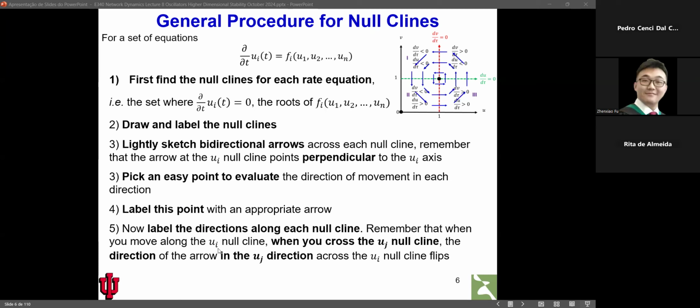Remember that when you move along the U nullcline and cross the V nullcline, the direction of the arrow in the V direction across the U nullcline flips. This is the idea. It's better to just look at it than to pay attention to everything that's written here, just to see that you have to go up or down.